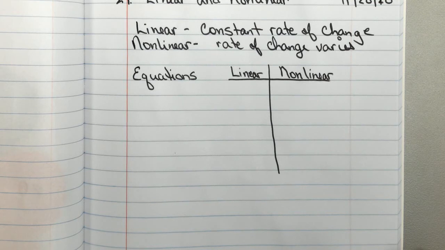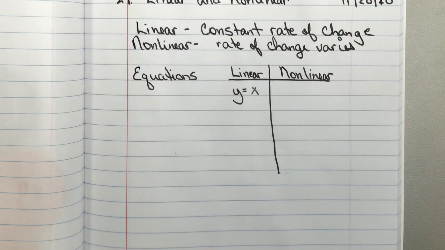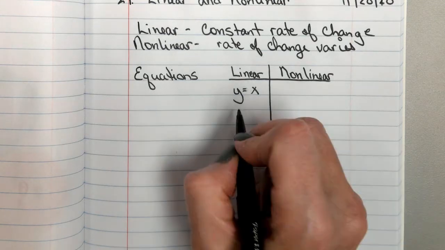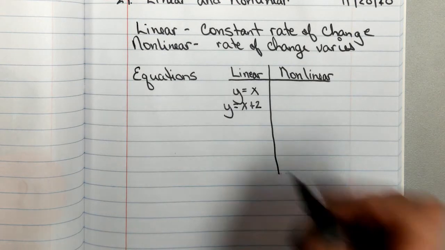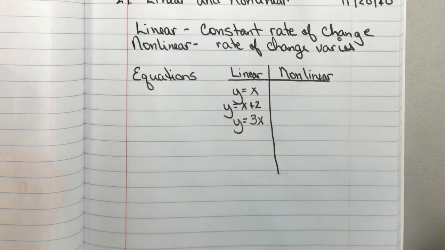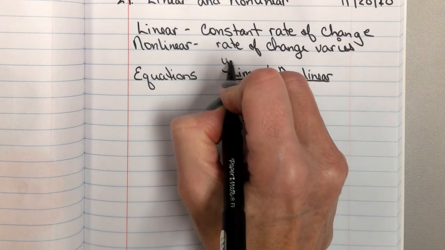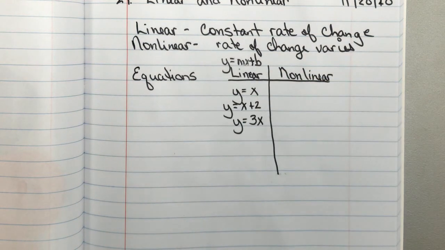So she said that the linear has a constant rate of change. So it's just going to look like y equals x, or y equals x plus 2, or maybe y equals 3x. It's those basic equations. I believe in your book, I think it was in the workbook that we talked about it, that if your equation can be written in the form of y equals mx plus b, then it's going to be linear. Okay?